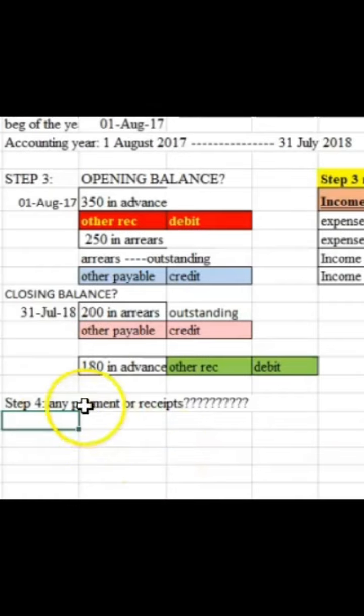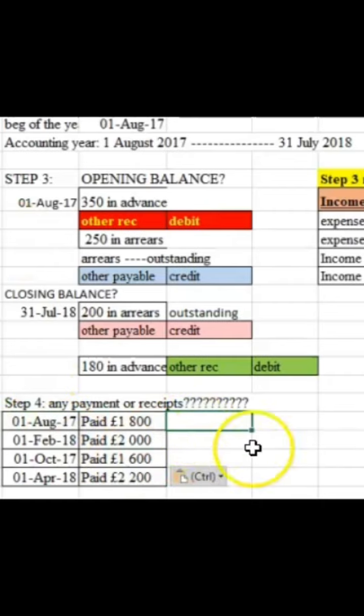Now come to step 4. In step 4, we look at any payments or receipts. For this question, this part here where transaction is written is the payment for the rent. There are 4 different payments on 4 separate dates.